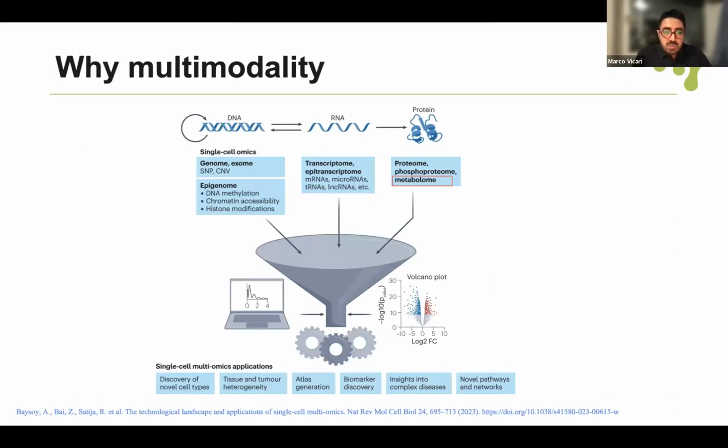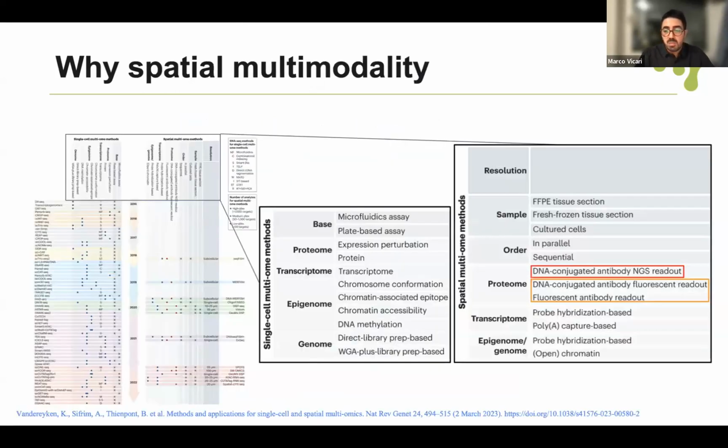First of all, why multimodality? We have very good technologies in our labs that are able to profile either single molecules or also many molecules together, up to an entire class of molecules. But biological processes happen at many biological levels. So if we really want a deep understanding of biological processes, it's necessary to be able to profile several classes of molecules together. But then maybe we can ask, why spatial multimodality?